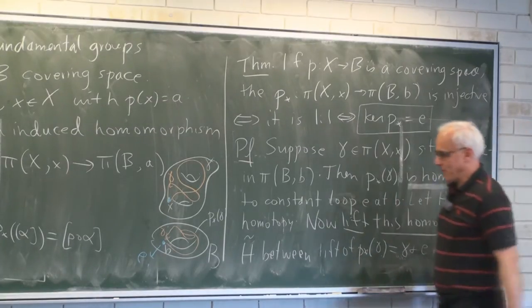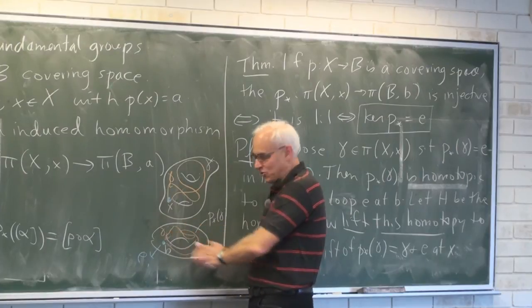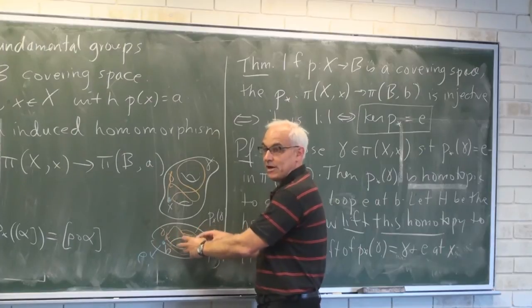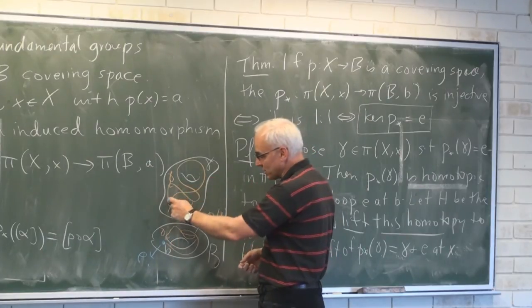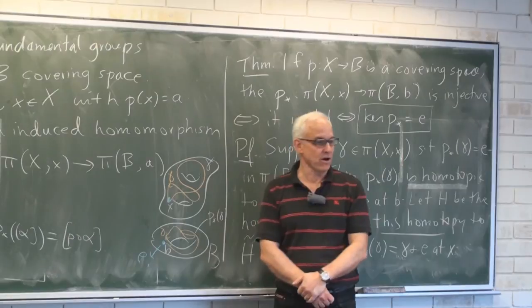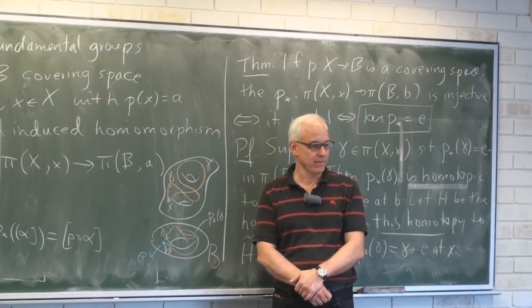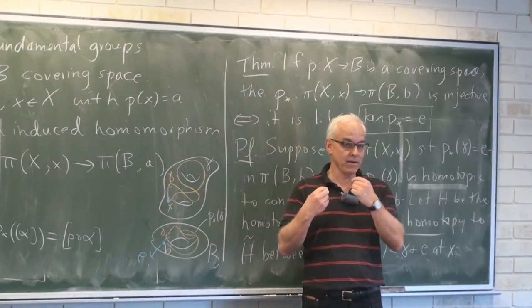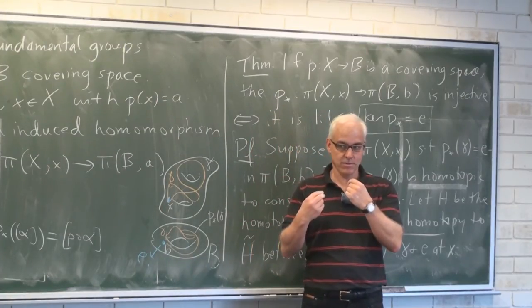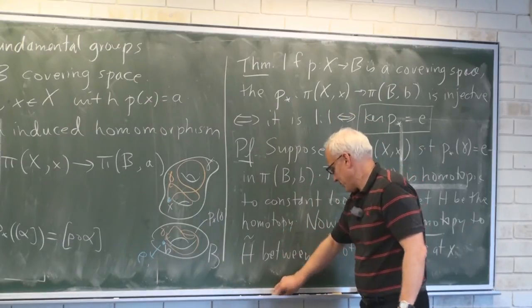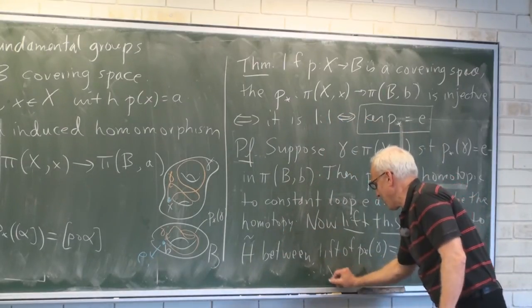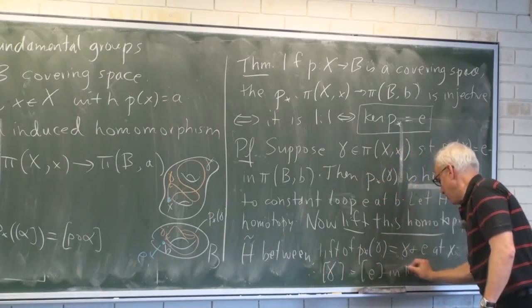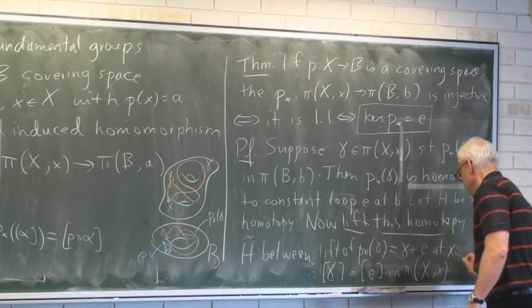In other words, the movie that you've created between the constant and the image of gamma down here lifts to a movie between the constant here and the original curve gamma that you started with. And that means that the original curve that you started with is actually homotopic to a constant loop. So therefore, the class of gamma is actually the same as the class of the identity in pi of x at x.